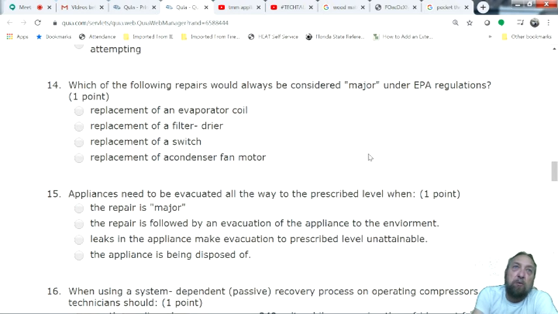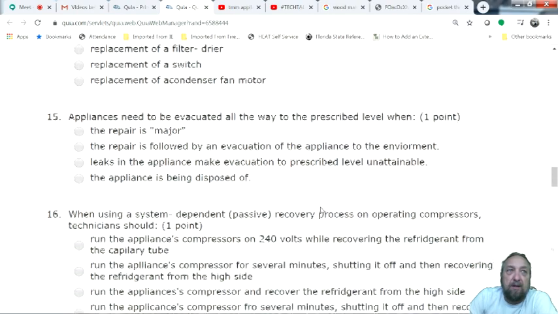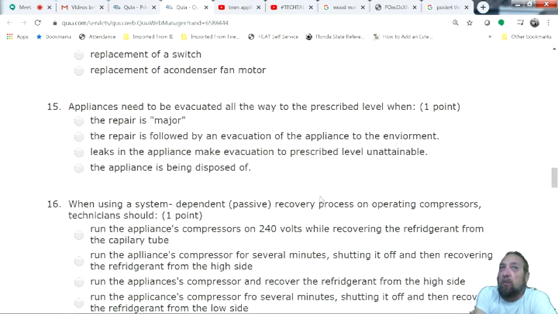Now, which of the following repairs would always be considered a major job? Replace an evaporator coil, replacing a filter dryer, replace a switch, or replace a condenser fan motor? Evaporator coil. Very good. The answer is A, evaporator coil. Now, appliances need to be evacuated all the way to the prescribed level when what?